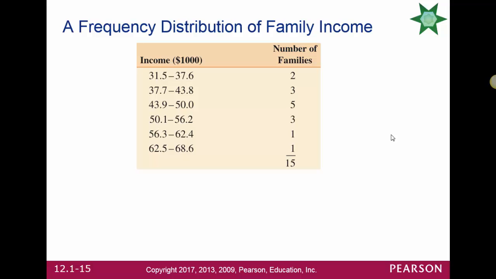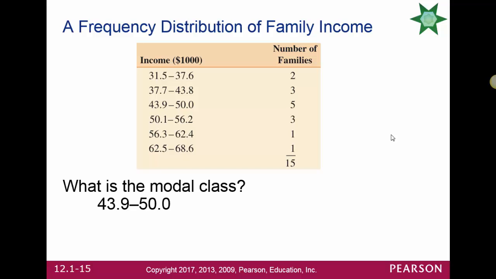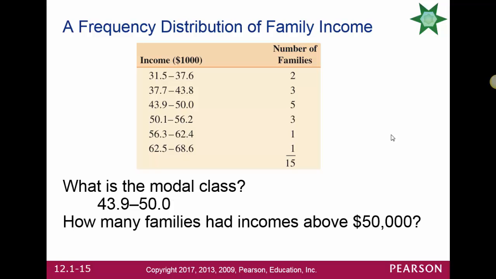So for instance, here's a frequency distribution of family income, and we see that 2 people had a family income between $31,500 and $37,600. 3 families had a family income between $50,100 and $56,200. Mode. Now the mode is the most frequent, and in a frequency distribution it's the class with the highest frequency, and in this case it's going to be the 43,900 to 50,000 class. How many families had incomes above 50,000? Above 50,000 is going to be the lower 3, so it's going to be 5 families.